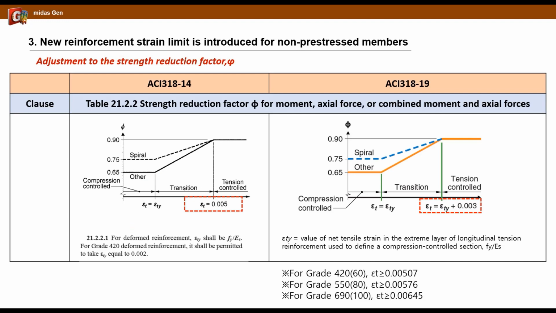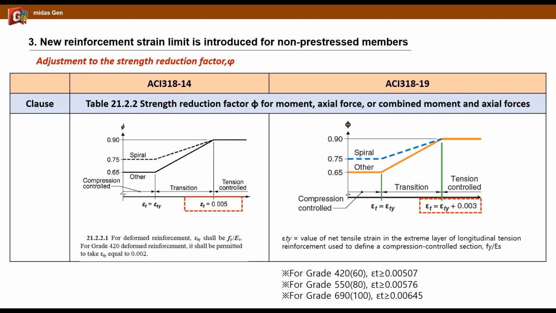Third, a new reinforcement strain limit is introduced for non-prestressed members. Before ACI 318-14, the compression-controlled strain limit was defined as 0.002 for grade 420 reinforcement and all prestressed reinforcement, but it was not explicitly defined for other types of reinforcement. The compression-controlled strain limit epsilon ty is defined for deformed and prestressed reinforcement respectively. Beams and slabs are usually tension-controlled, whereas columns may be compression-controlled.